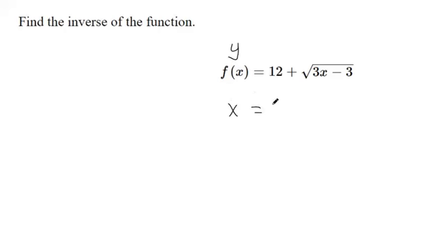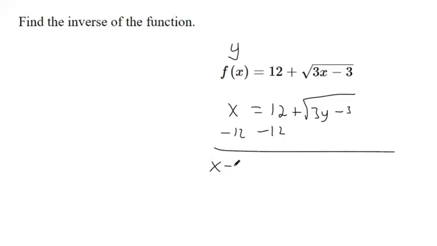I'm going to put x over here and a y over here. And then my goal is to get y by itself. Once I've done that, I've got my inverse. So I want to subtract 12 from both sides. So this is now x minus 12, because those can't combine. This 12 is gone. We're left with the square root of 3y minus 3.